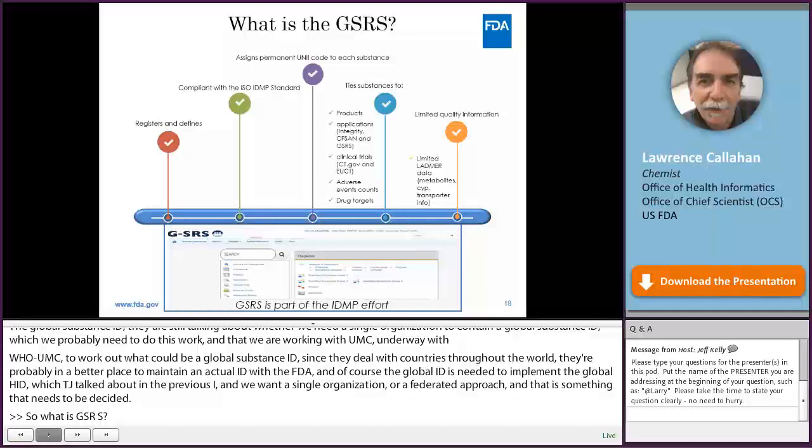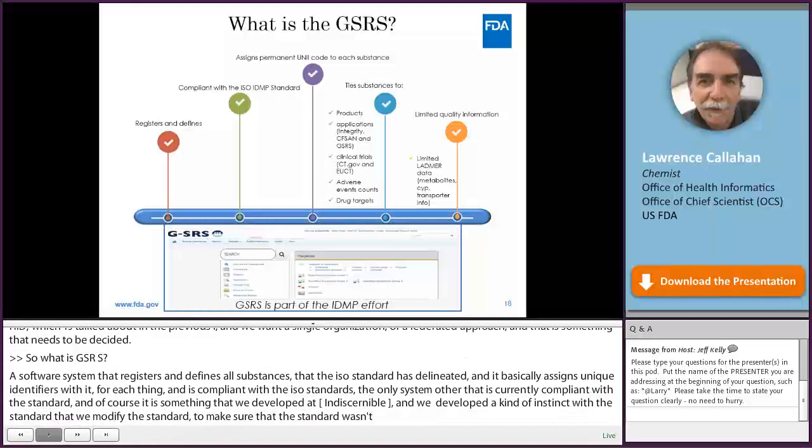And what it does at FDA is it ties substances to products, applications, clinical trials, adverse events, and drug targets. And we also have limited quality information in it. And again, we have some ADME data, we have some metabolites, we have relationships between metabolites, CYP enzymes, and transporters, and some limited pharmacokinetic information in it as well.